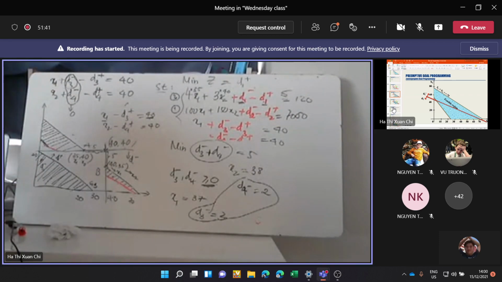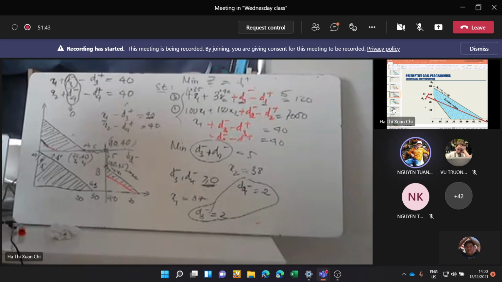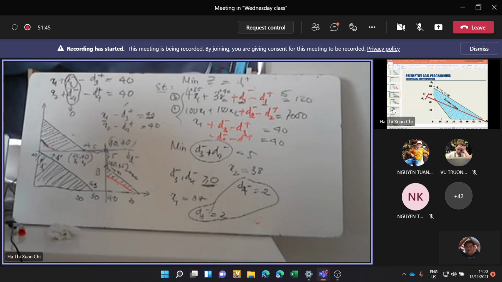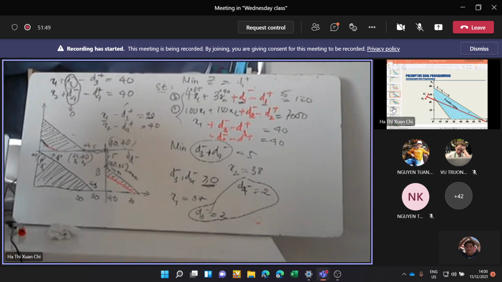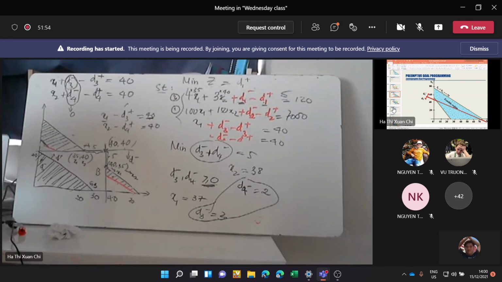Tuấn Anh ơi, hello Tuấn Anh. Dạ em hiểu rồi cô. Dạ em cảm ơn. Can you explain D3 trừ plus equal 5? Uyên ơi, Uyên. Dạ em hiểu luôn rồi cô ơi.